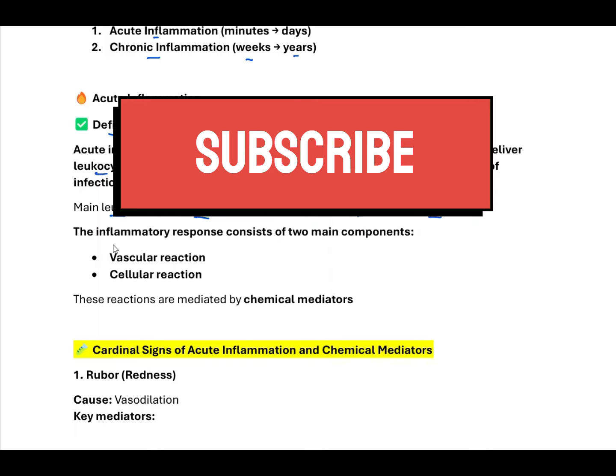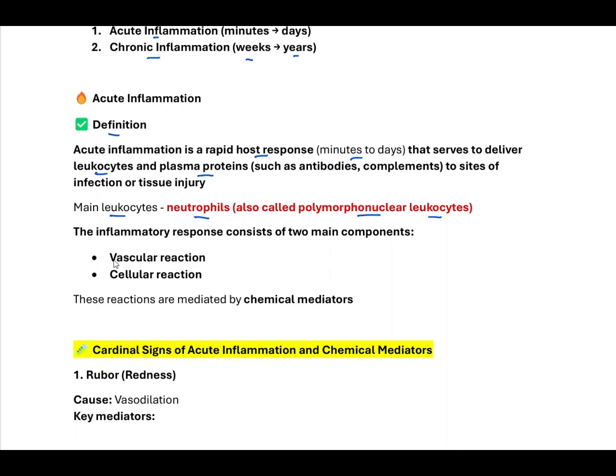When we look at acute inflammation, the response has two components. We're going to look at what happens at the vascular level, the vascular reaction, and also what happens at the cellular level, because both of them work together to bring about acute inflammation. Both the vascular and cellular responses are mediated by what we call chemical mediators. These chemical mediators are substances that initiate, amplify, and regulate inflammation. I'm going to talk in detail about these chemical mediators later.